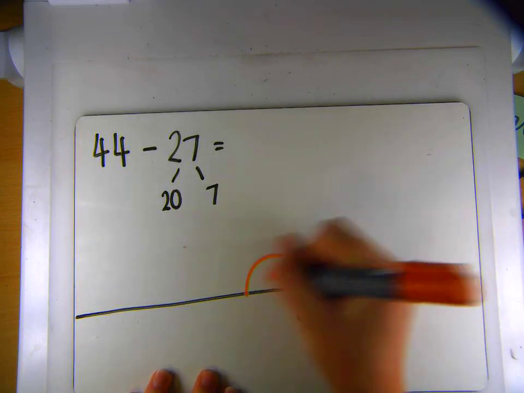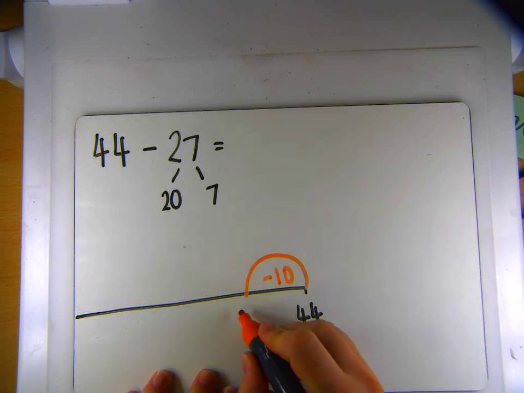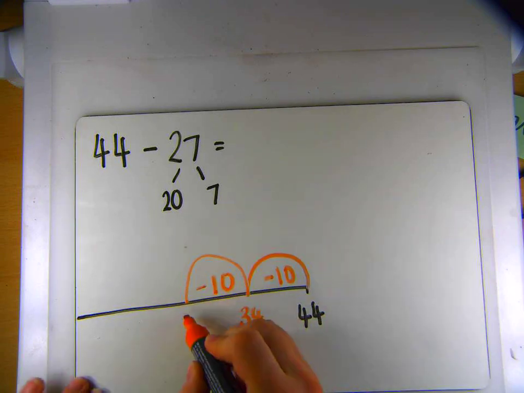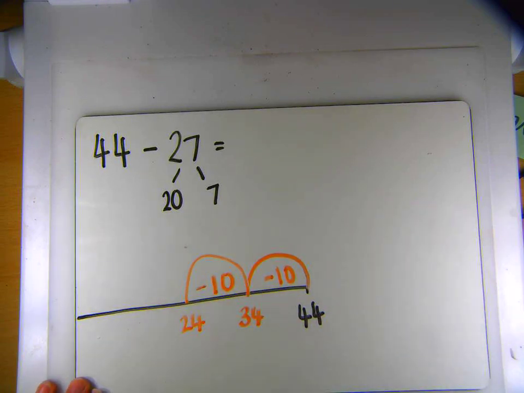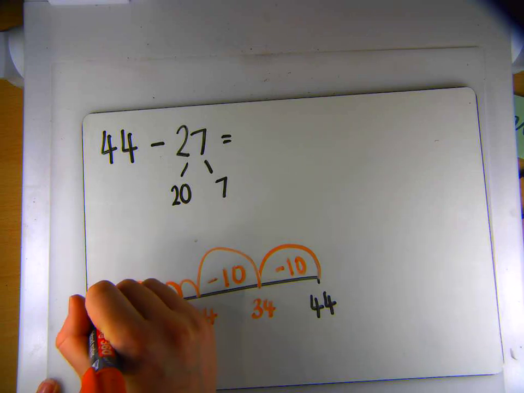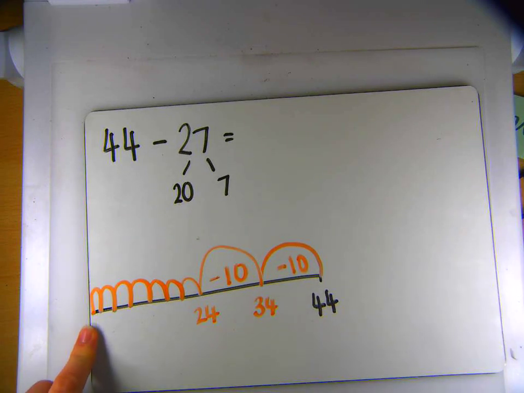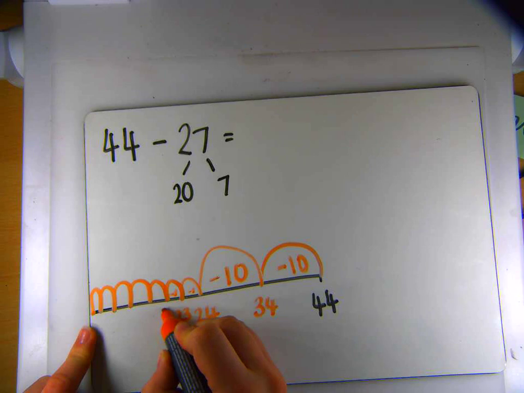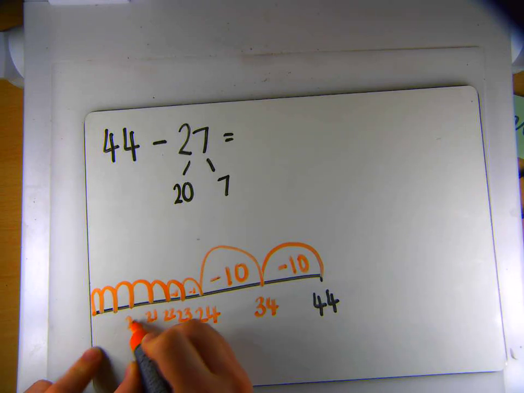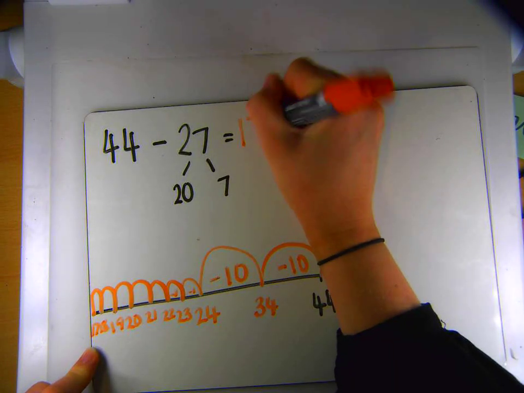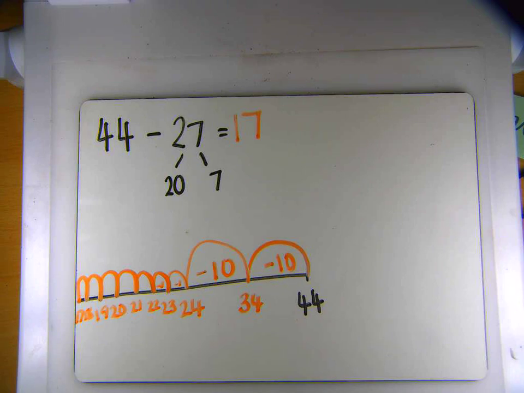So I'm going to take away 10, which leaves me with 34. Then I'm going to take away another 10, which leaves me with 24. Okay. Now I take away my 7, do 7 small jumps. 1, 2, 3, 4, 5, 6, 7. Just about cut enough space there to write in my jumps. So take away 1 is 23, take away 1 is 22, 21, 20, 19, 18 and 17. So my answer there is 17.